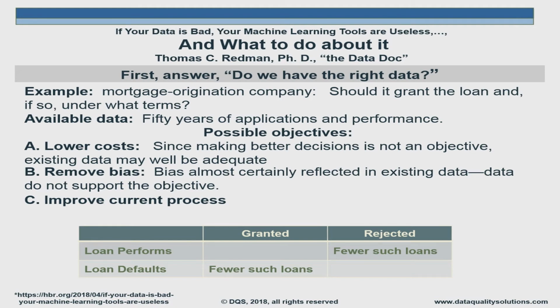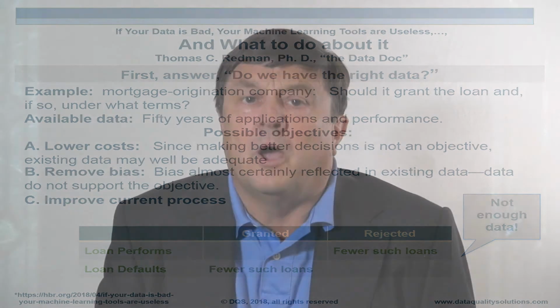The opportunities to improve are in the top right, where the mortgage is rejected and would have performed, and in the bottom left, where the mortgage was granted and didn't perform. Will the data work here? Well, at least for the upper right, the mortgage was not granted. The company doesn't have any data on what subsequently happened. It does not know whether the mortgage would have performed or not. So these data are not sufficient to help improve the process in this way.